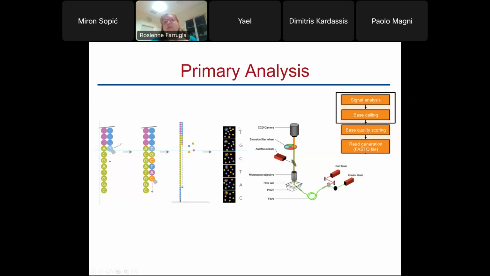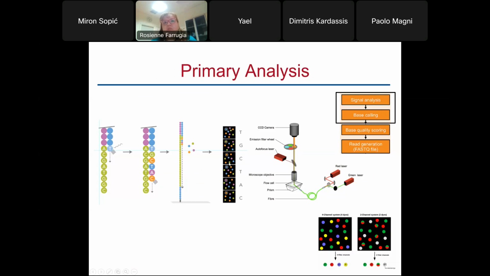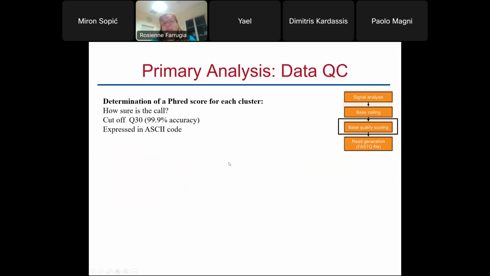The data that's collected in Illumina, for example, which is what I'm most familiar with, is fluorescent data. So this spot over here fluoresces blue, so it's a T. The same spot in the next cycle fluoresces green, so it's a G. The next spot in the same cycle fluoresces orange, so it's a C, and so on and so forth. And based on that, a sequence is built.